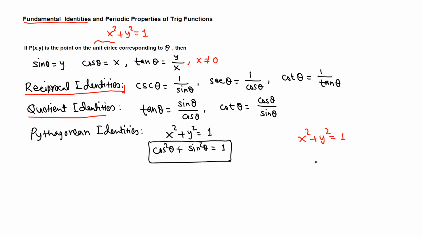We can divide both sides by x squared, then x squared over x squared is 1, y squared over x squared is y over x quantity squared, and 1 over x quantity squared. In terms of trigonometric functions, that is 1 plus tangent squared theta, since y over x is tangent, equals 1 over x quantity squared, and 1 over x is just the reciprocal of cosine, that's secant.